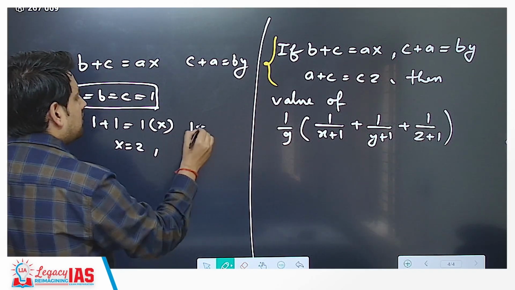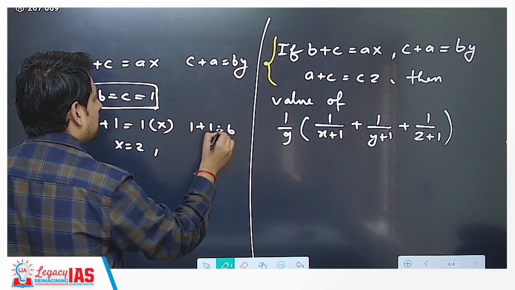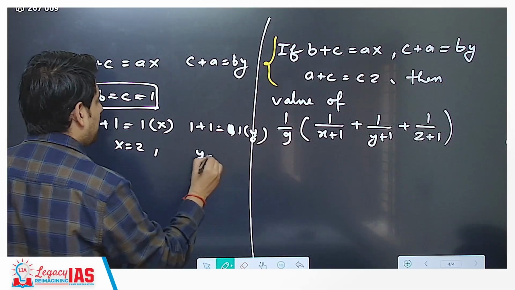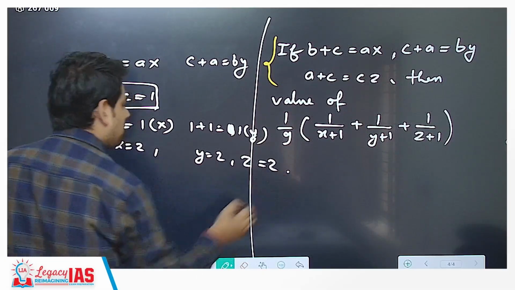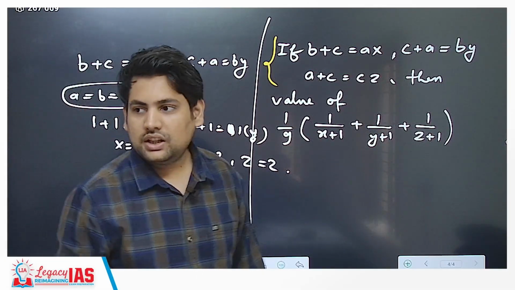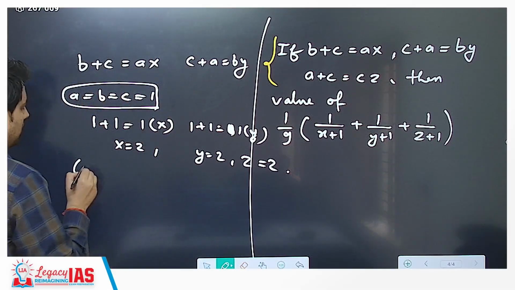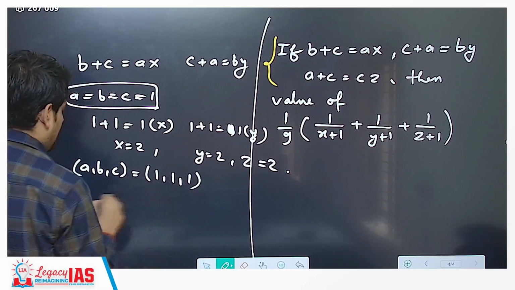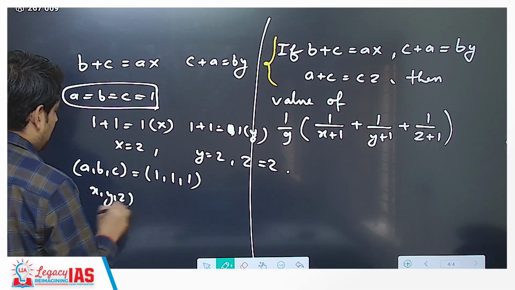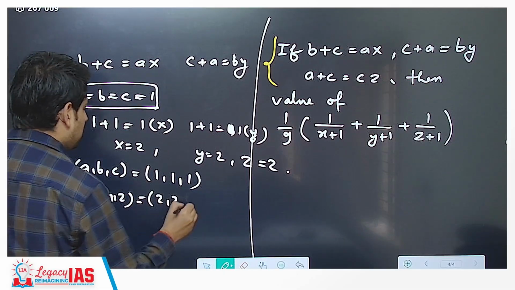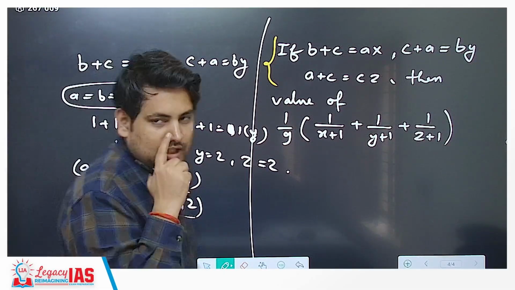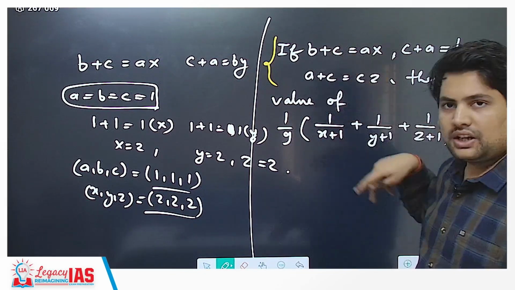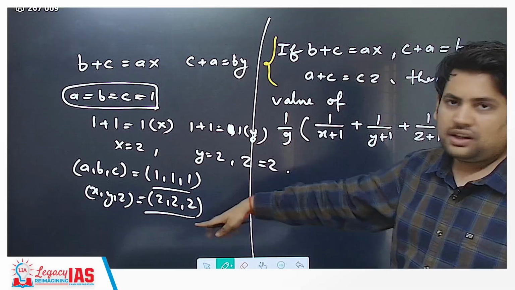Similarly, I put it here. So 1 plus 1 is equal to b, which is 1, into y. So y also came out to be 2. Similarly, z will also come out to be 2. Now, what are the values that are satisfying it? So a, b, c is equal to 1, 1, 1 and x, y, z is equal to 2, 2, 2. This is satisfying all the conditions that we have here, correct? You can see it for any one of them.